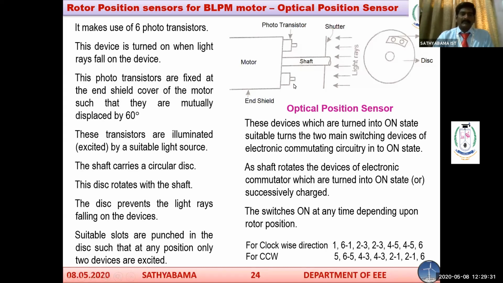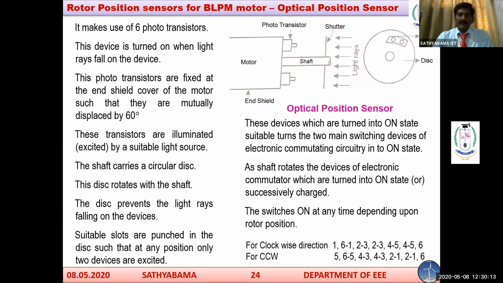The shaft carries a circular aluminum disc. So this is the disc. This disc rotates along with the shaft of the motor. This disc prevents the light rays from falling onto the phototransistors. Suitable slots are punched in the disc. At any time, only 2 light rays fall onto the phototransistors. These devices are turned to the on state, and the electronic commutating circuit suitably turns the 2 main switches into the on state.